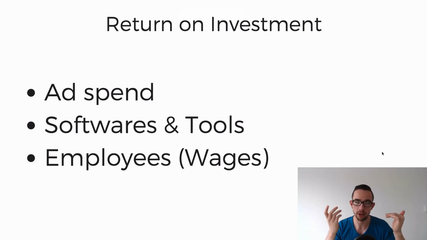For a CPA business, the cost usually consists of the following 3 factors. Your ad spend, which is usually the biggest portion of your cost. Then the software and tools. You need at least one software for your bridge page, plus other tools you might use, if any at all. And then obviously your employees, the wages you pay. If you don't have any employees, you need to pay yourself something for the work you do. That would account for the wages.